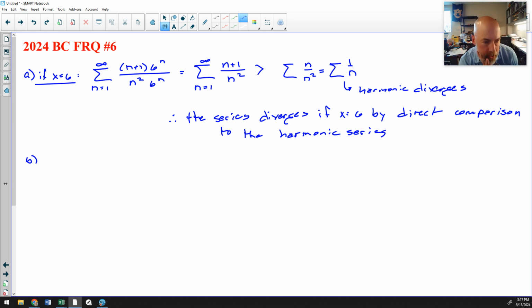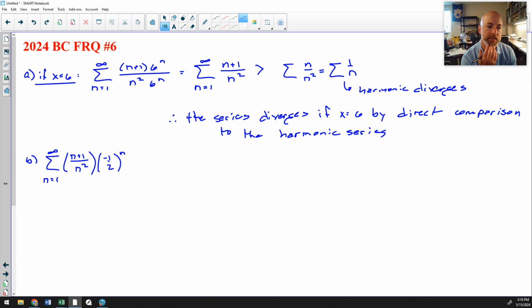All right, so I'm going to rewrite my series. How do I want to do this? All right, so my series is this: (n plus 1) over n squared times negative 1/2 to the nth power, and we are starting at 1 to infinity. So if the radius of convergence is 6, negative 3 is within that interval of convergence.